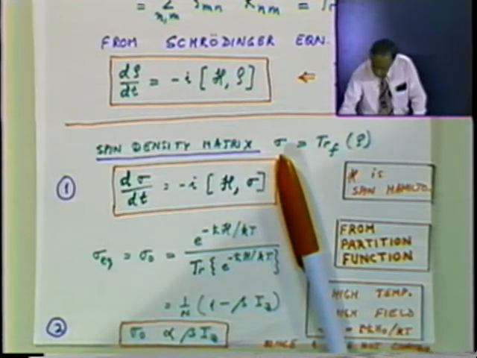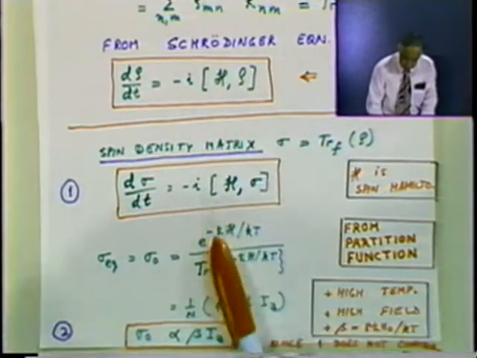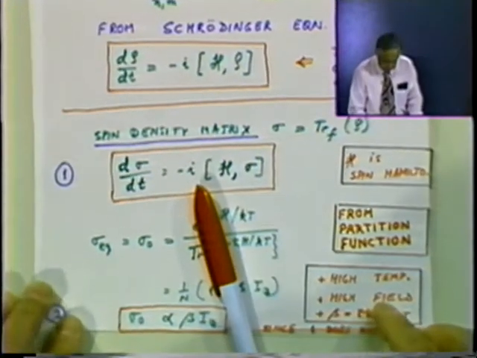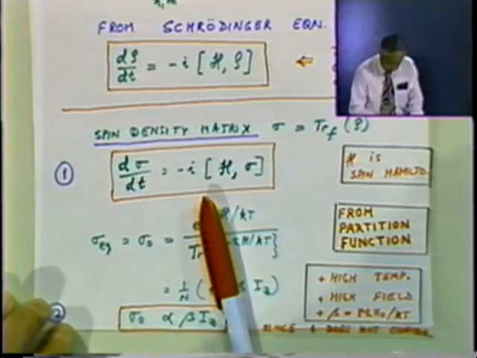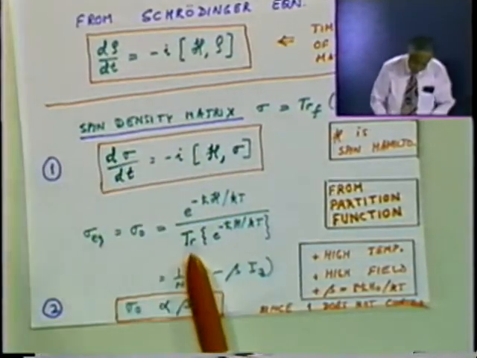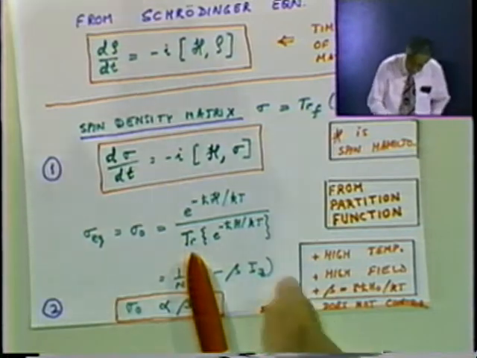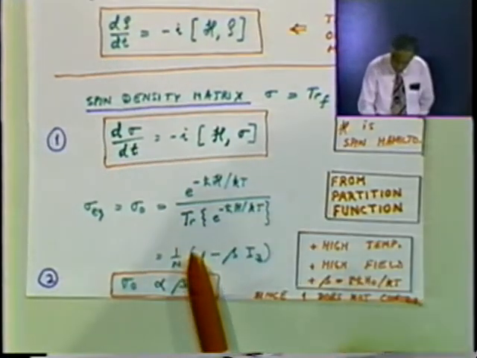Okay, and so sigma is what we all need, and the equation of motion of sigma is also very simple. It's exactly the same. This is actually a Schrödinger equation. It has some similarity to the Heisenberg representation, but it is actually a Schrödinger equation.